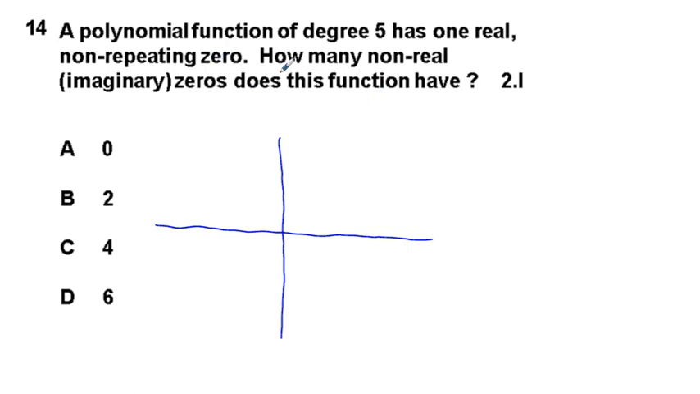So if we had, for example, y equals x to the 5th power, we would have to cross the x-axis at least once to start low and end high. So our total number of zeros for this is going to be 5. And if we subtract out our one non-repeating zero, how many do we have left? 4. So we have to have 4 imaginary zeros to make this a true statement. Okay, so we have 4 imaginary zeros.